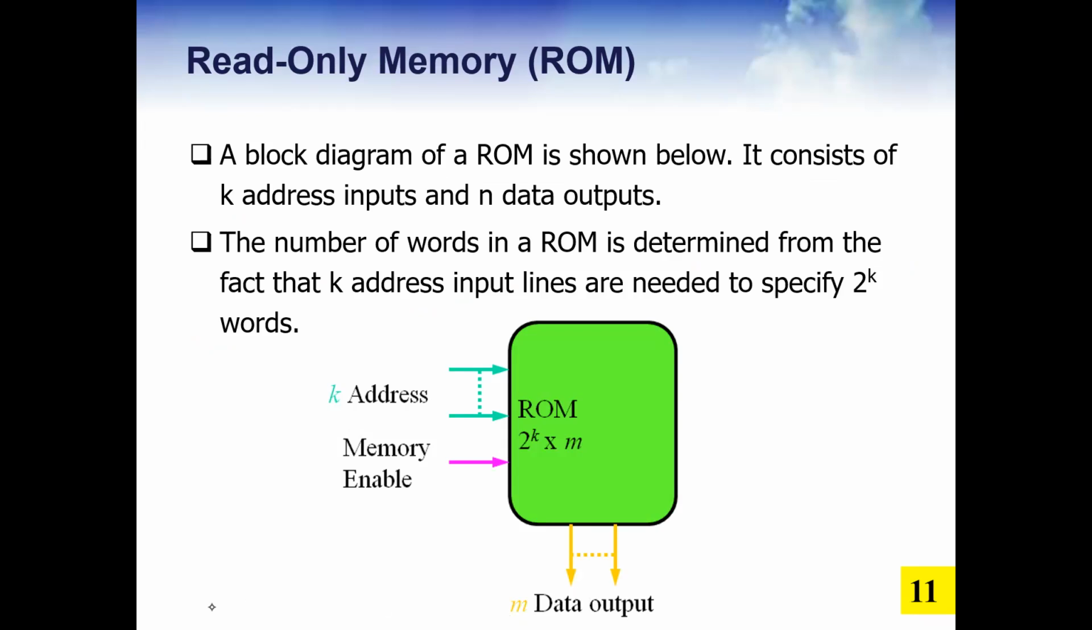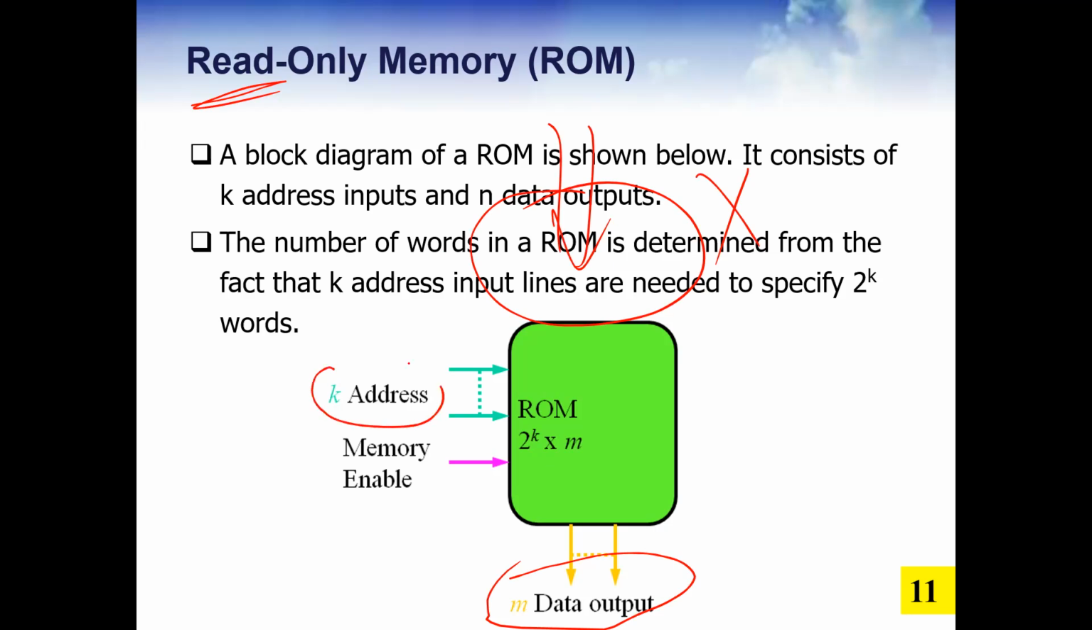A block diagram of the ROM is shown here. It consists of K address inputs and N data outputs. So here we have only data outputs. We don't have data inputs this time. The reason is that we can only perform read; we are not going to write anything. That's why this part is missing compared to the RAM.